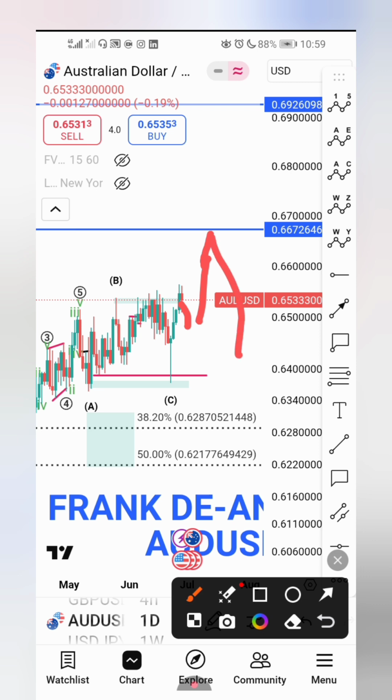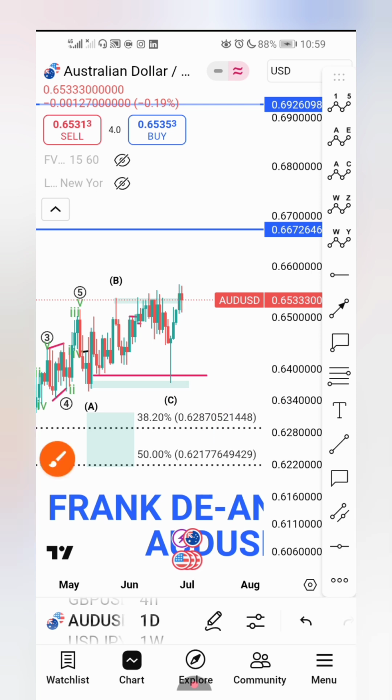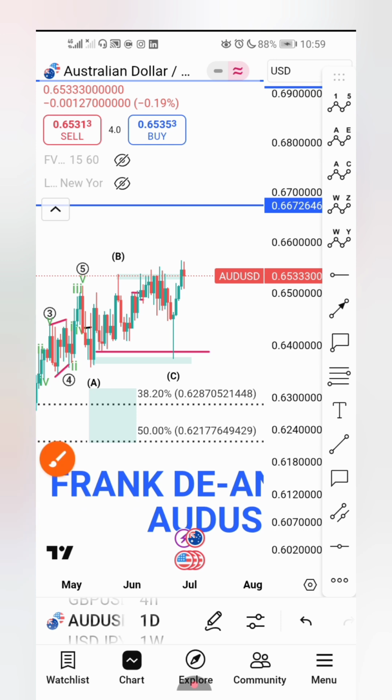That's one expectation. Another expectation in this pair is that the market may decide to sell from there, break these lows, and then drop to here before buying. Another expectation is that the market may go up a little bit. It may just come up.